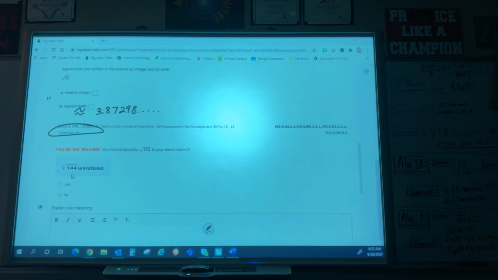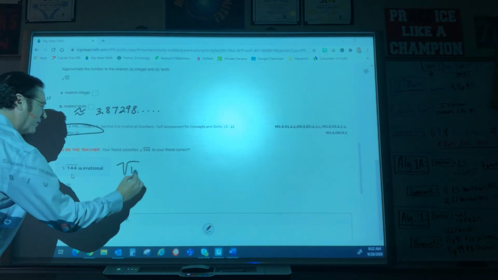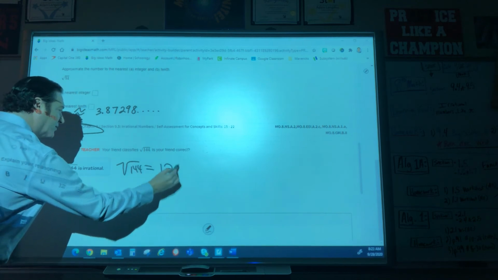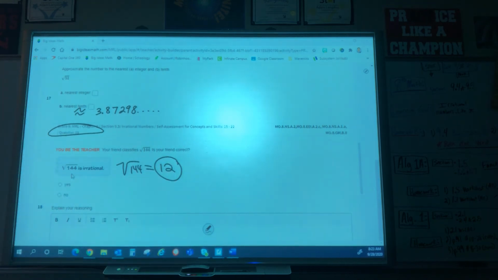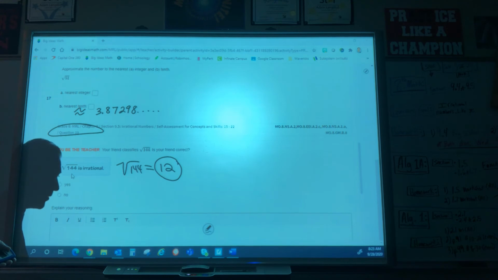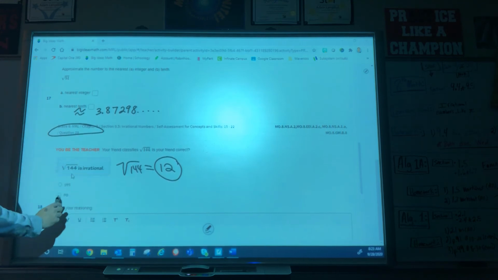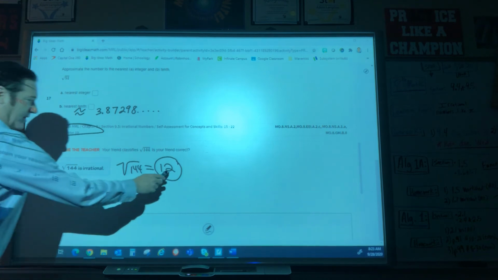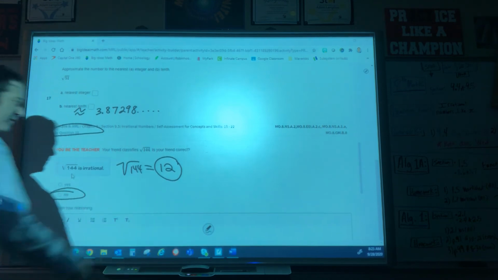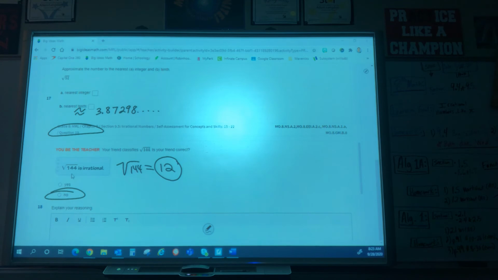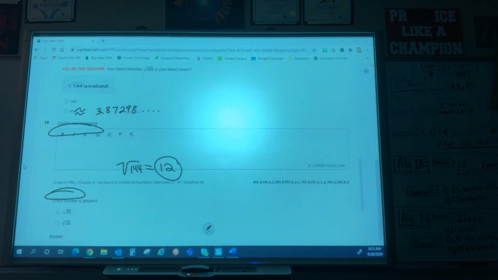The square root of 144. And your friend says that it is irrational. Well, the problem is when I take the square root of 144, I get an answer of just 12, the whole number 12. Well, that's a terminating decimal, right? Whole numbers are terminating decimals. Those are rational numbers. So do you think your friend's correct? No. And then you could say 12 is a rational number, not irrational. Your friend's wrong. It happens.